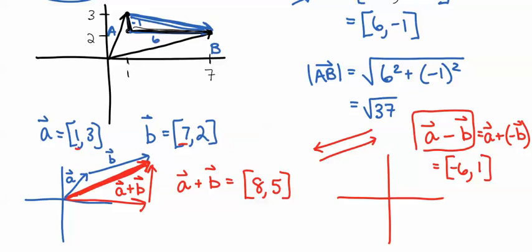So if you want a visual, if we take vector A, it's over 1, up 3, so there's our normal vector A, and then we take the opposite of B, which would be like negative 7, negative 2. So I'm going over 7 this way and down 2. So my resultant vector would look like this. Vector A minus vector B would look like that. Which makes sense. It'd be like over 6 to the left, so negative 6, up 1.